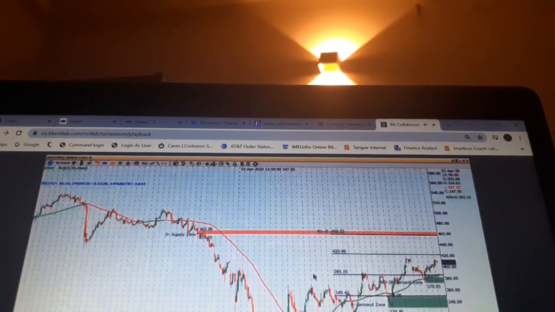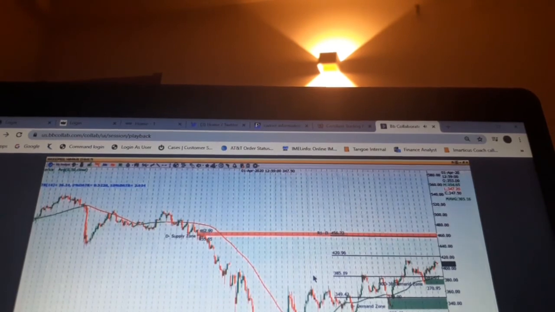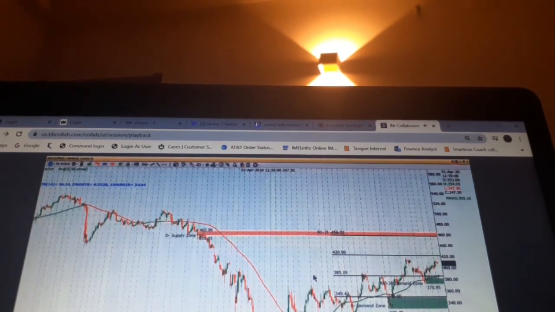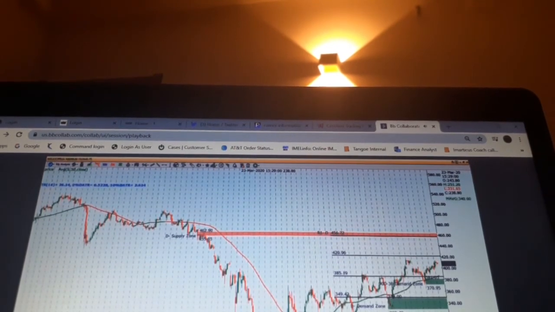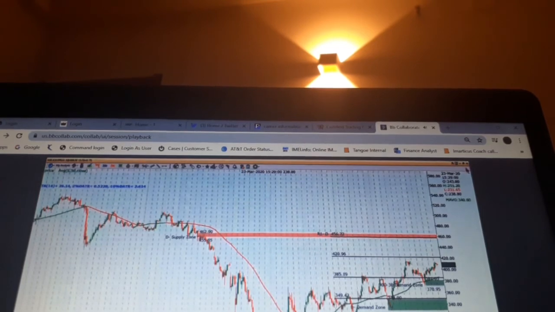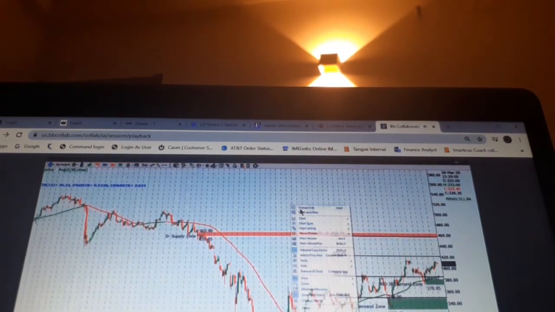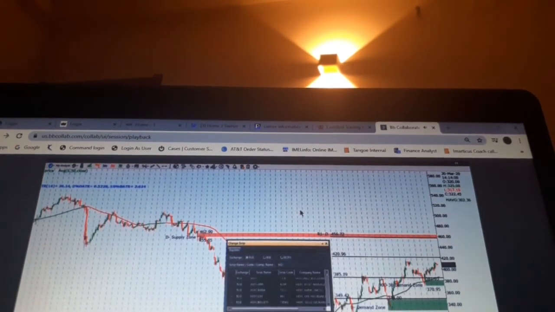ICICI Prudential early income trade, Rishikesh. ICICI Prudential Life. Early income trade. Plan an early income trade on ICICI Prudential Life. And the next trade is after the close of the market today.